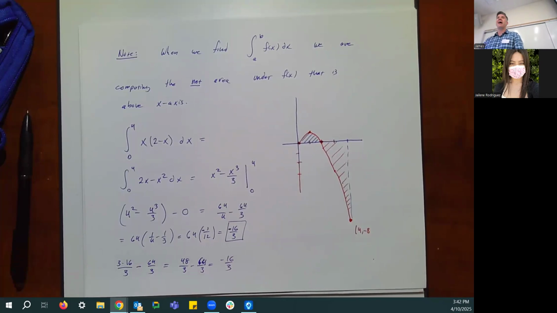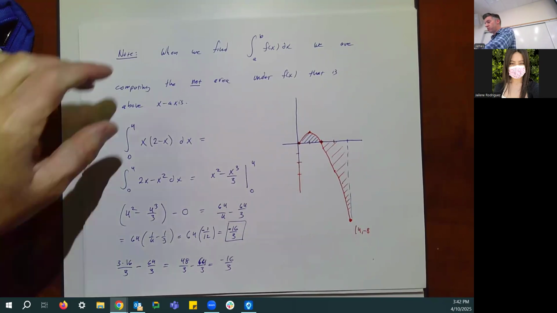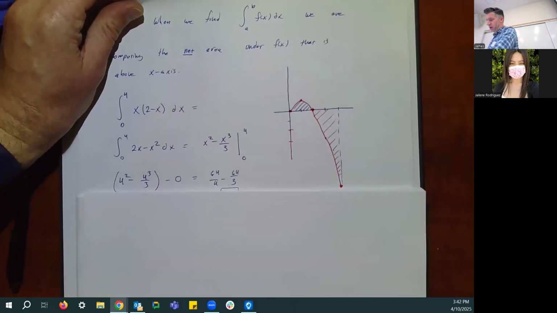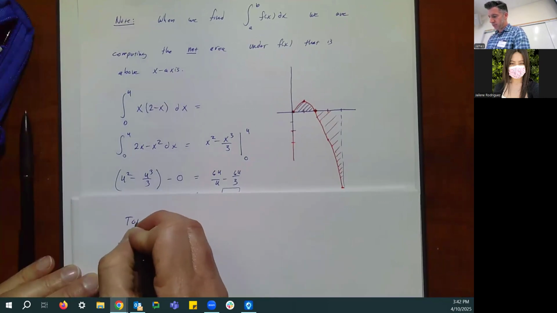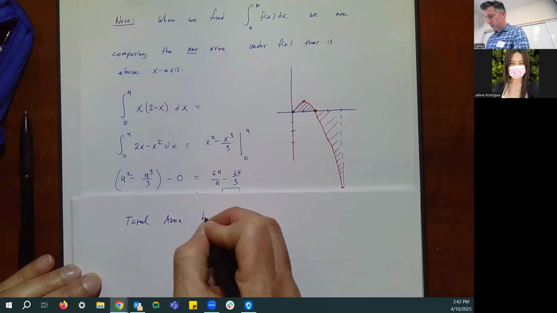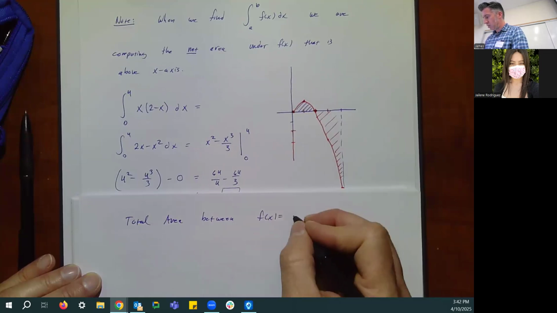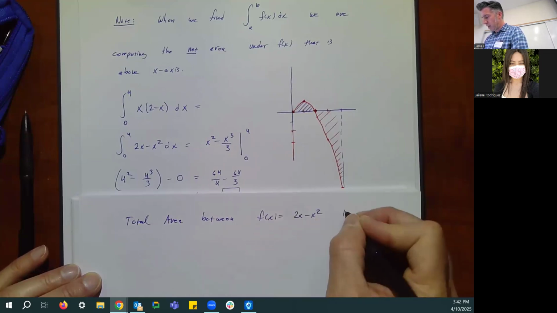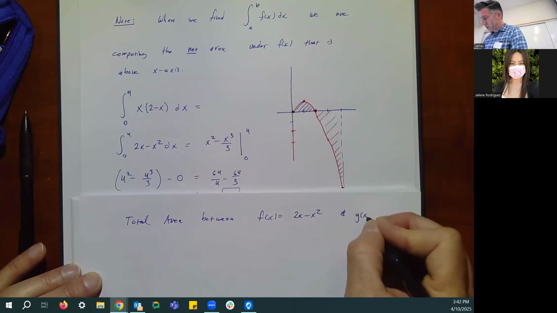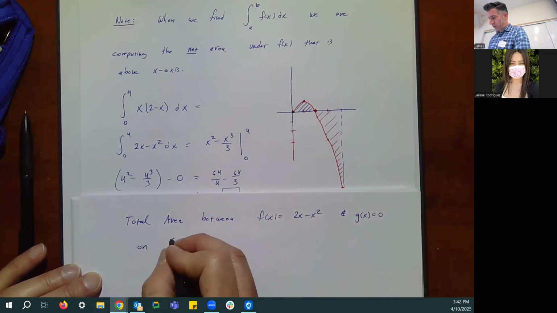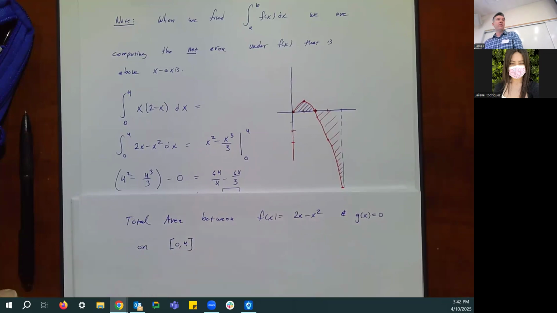So what if instead they'd asked us to find the total area between the curve and the x-axis? Well, then you have a different process to go through. If we want to find the total area between f of x equal to 2x minus x squared and the x-axis, or g of x equal to 0, on the interval from 0 to 4, we have to break it up into the positive parts and the negative parts.